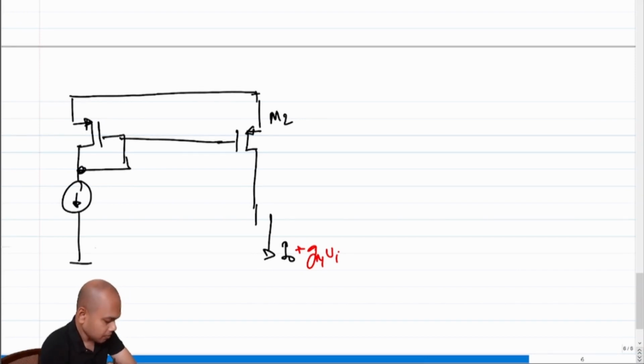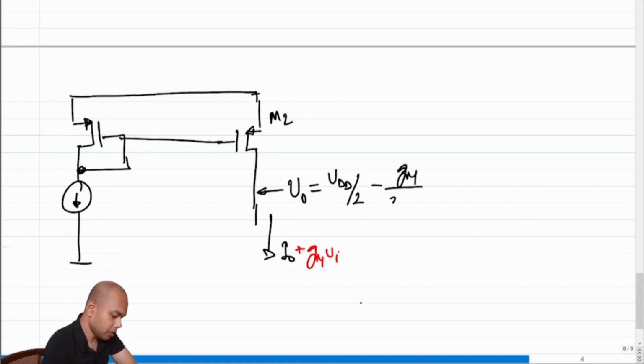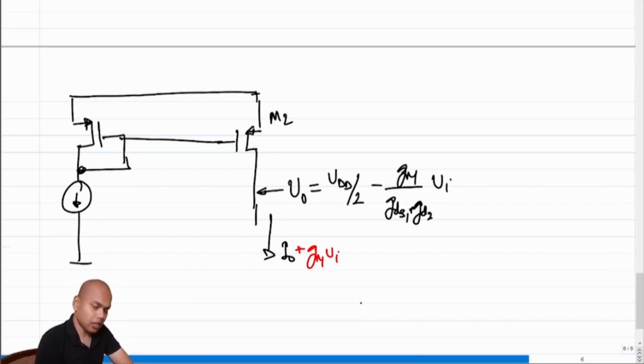Okay, right? What is this voltage? What is the total voltage? This is V naught. The total voltage is VDD over 2 plus V naught. What is V naught? It is minus GM1 by GDS1 plus GDS2 times Vi. Correct? This is the total V naught.